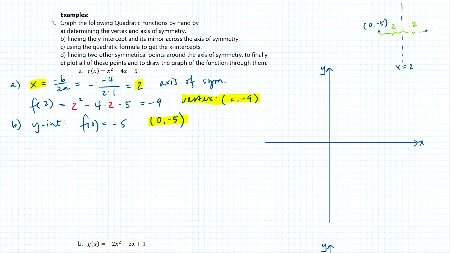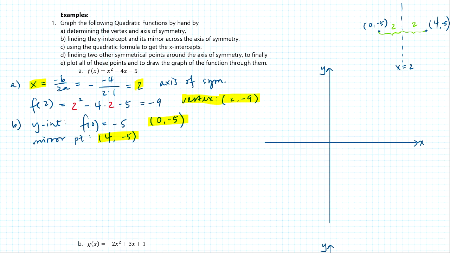Therefore, for the x-coordinate of its mirror image, we would get the x value being 4. You can use 2 times 2 or 2 plus 2 to get x-coordinate equal to 4. And because they're at the same height, the y-coordinate would stay the same. So we can say its mirror point is going to be (4, -5) as a result. And that's another point we want to eventually put on the graph.